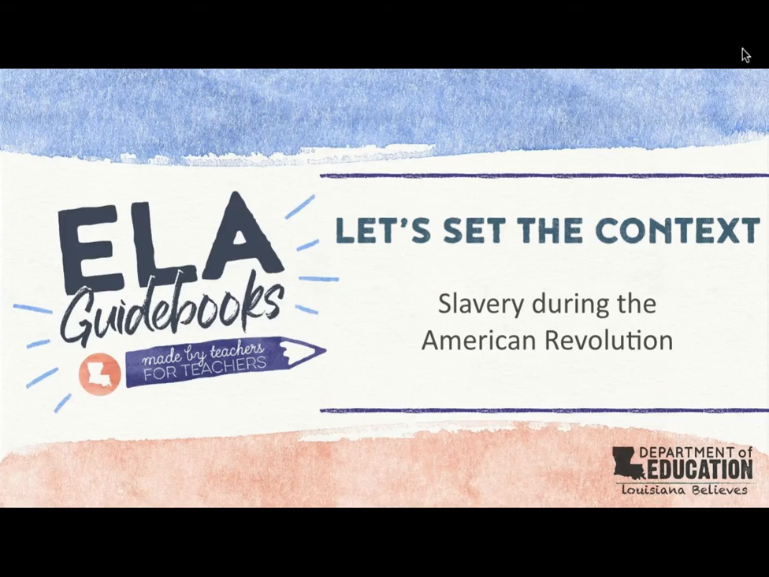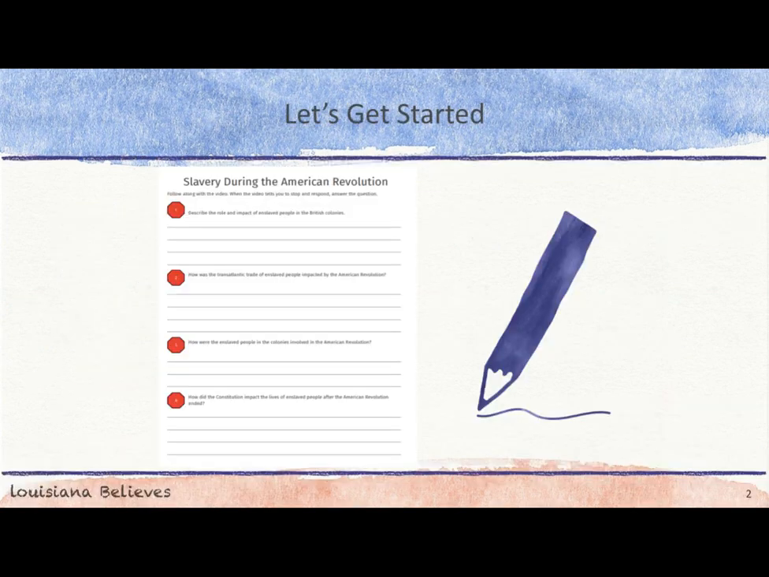Hi, today you are engaging in the ELA Guidebooks Unit, American Revolution. Throughout this unit, you will read about fictional characters and historical figures whose lives were impacted by the events of the Revolutionary War. Today we will build background knowledge related to slavery and the trading of enslaved people during the time of the American Revolution. Be sure to have your handout and something to write with for this video.